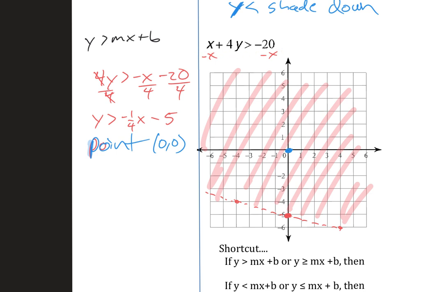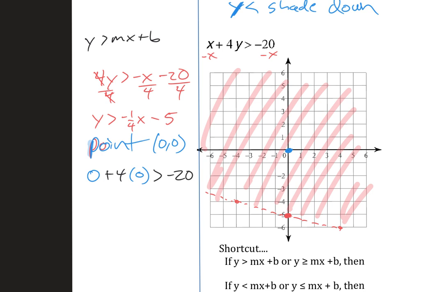So let me show you what I mean. I'm going to plug a 0 in for x. Then plus 4, plug a 0 in for y. And then greater than -20. And I'm just going to check if this is true. If this is true, that means 0, 0 is a point over here, and that means I've shaded in the correct area. If it's not true, then I have shaded in the wrong area.